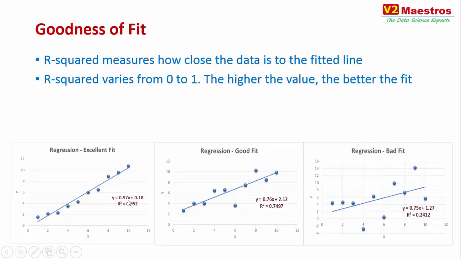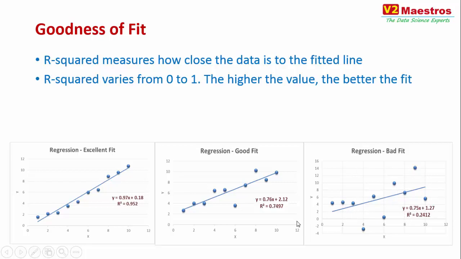So y equal to 0.97x plus 0.18, and its R squared is 0.95, pretty high, very close to 1. Now the points in the second plot are kind of away from the line a little. They still fall near the line, but kind of wavering away, and this R squared is like 0.74. And in the third one, the points are all over the place, and this R squared is 0.24.